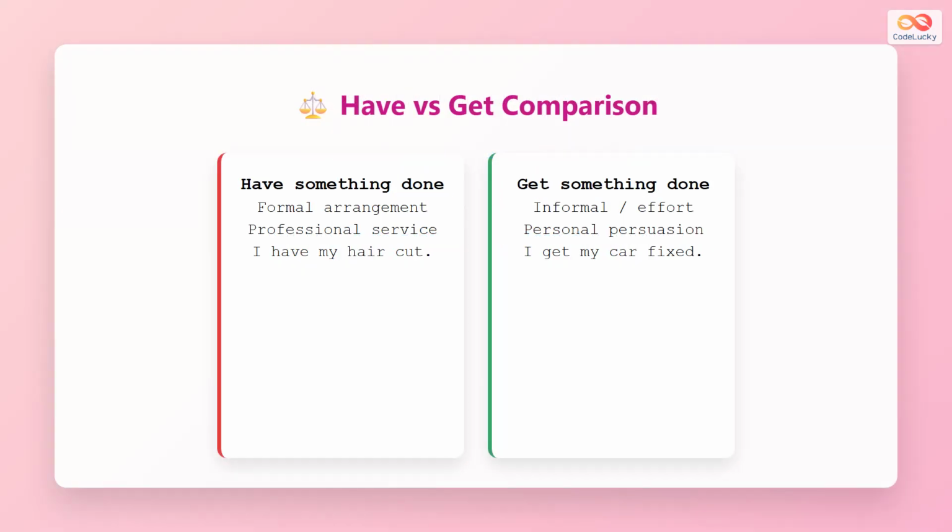Have something done is more formal and usually shows professional services, like I have my hair cut. Get something done is more informal and can suggest more personal effort, like I get my car fixed.